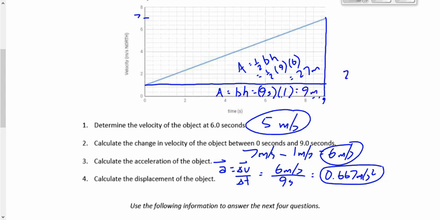Now we're going to add those up. 27 meters plus 9 meters gives me 36 meters. How many people said 36 meters? Okay, got a few people that said 36 meters. Good. Good.